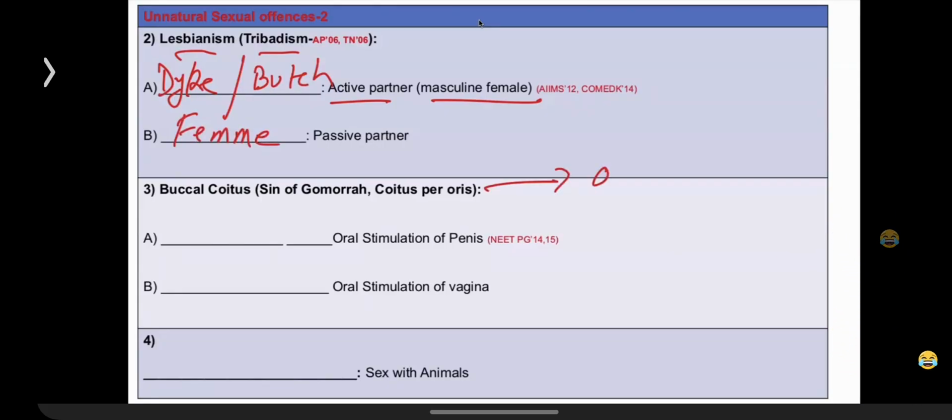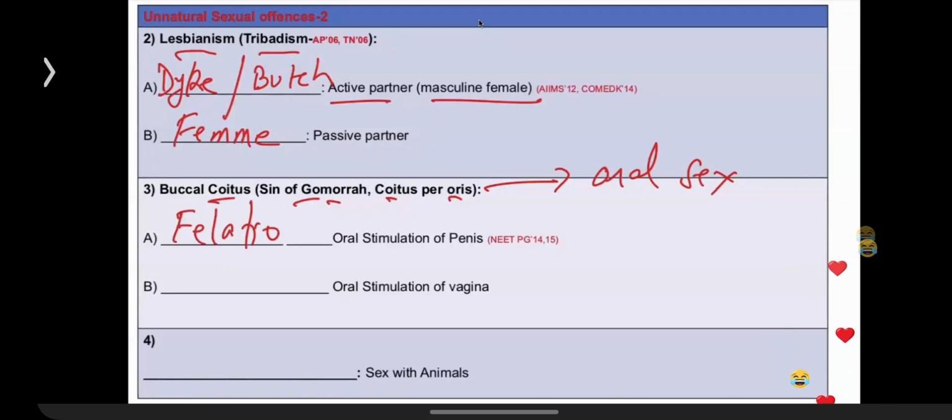Oral sex. O, O, O everywhere. Okay. Oral stimulation of the penis is fellatio. Oral stimulation of the vagina is cunnilingus. Sex with animals is bestiality.